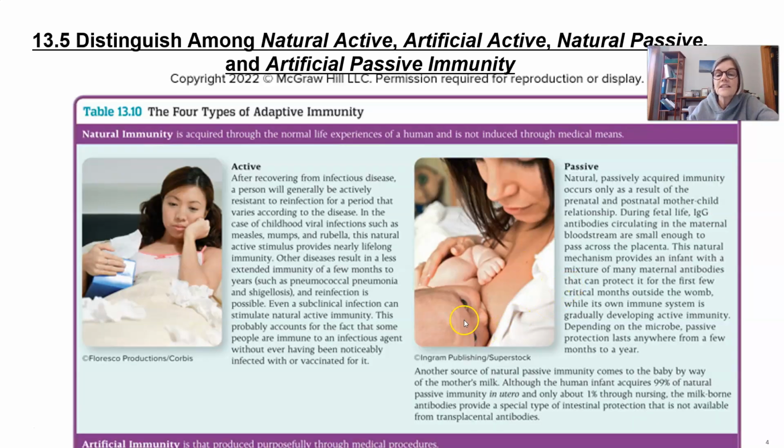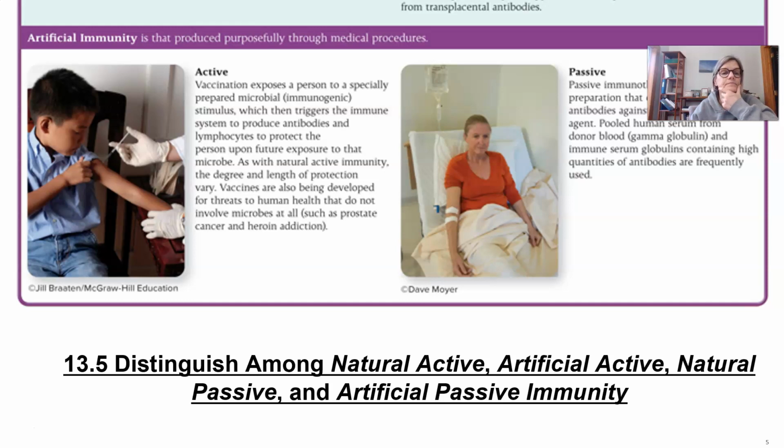Here I keep saying nursing, but it says even when the baby's in utero inside the mother before it's born, it also is getting natural passive immunity through the mother. So antibodies can cross through from the mother's blood through the placenta to the baby. So they're also getting protection in that way. So that would be natural passive.